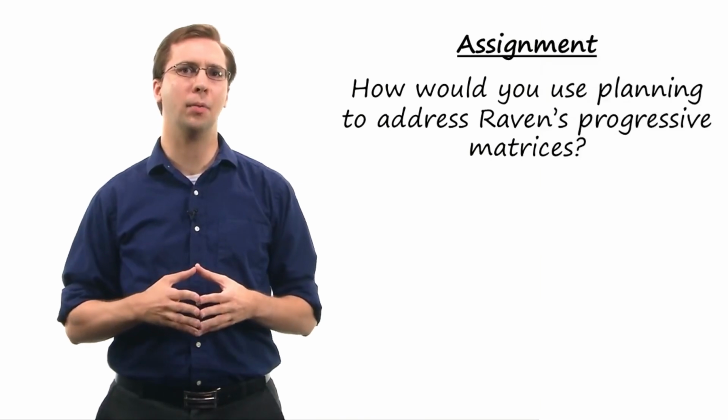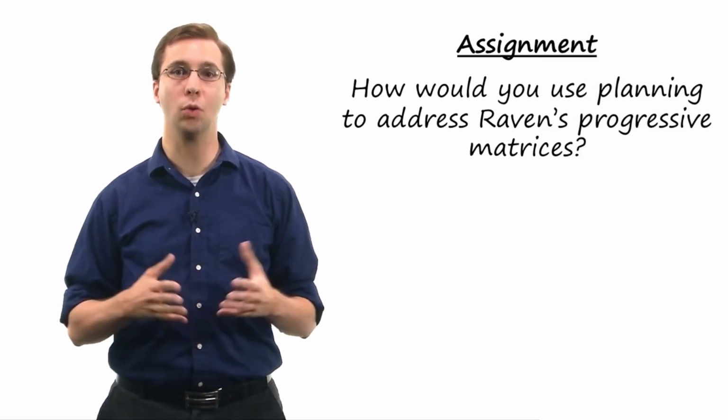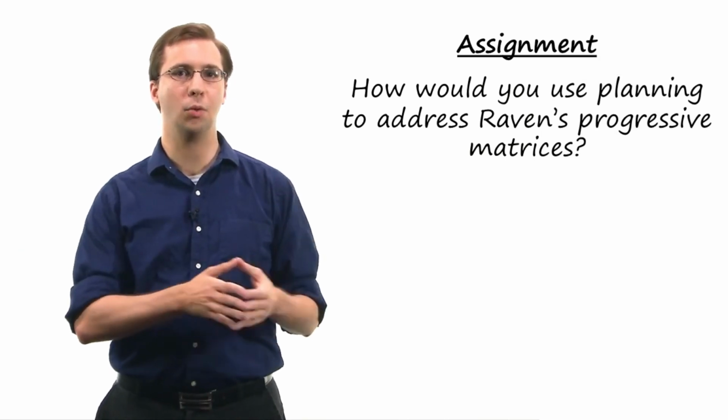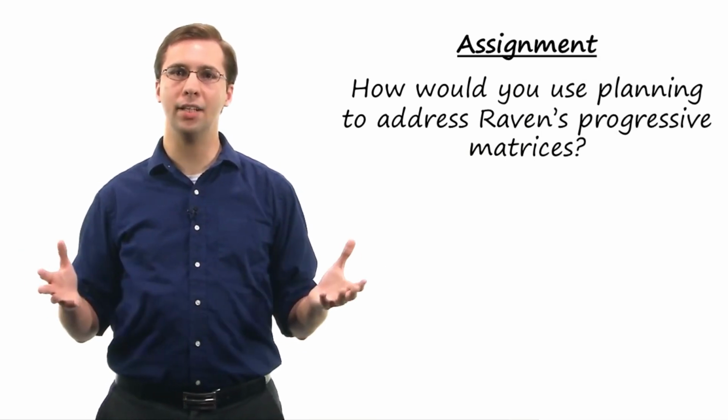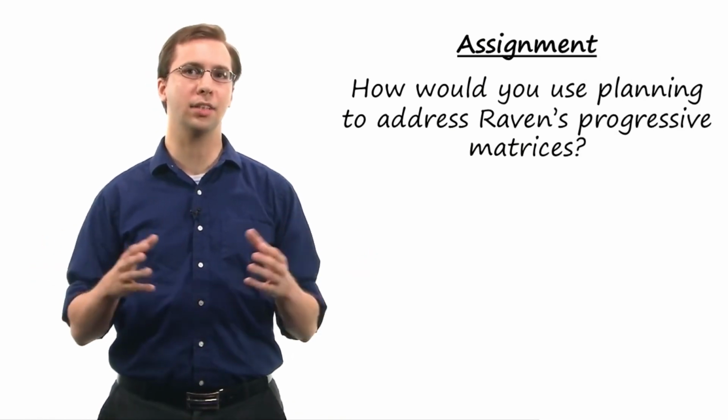How would you use planning to develop an agent that can answer Raven's progressive matrices? So the first question you'll want to ask here is, what are our states? What's our initial state? And what's our final state? Given that, what are the operators that allow us to transition between them? How would we select those operators?